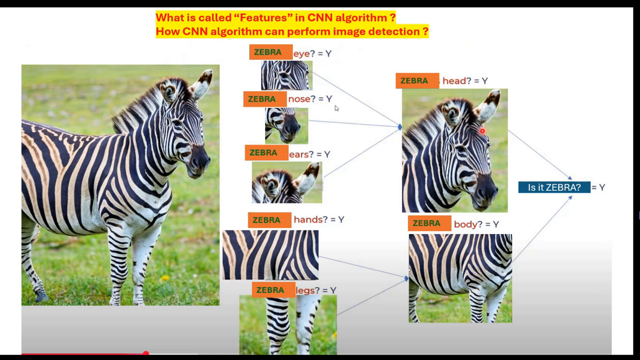Then you combine the features and you find the zebra's head. Then this is the zebra's body. When you combine the zebra's head and the body together, we call it a zebra. So this is how we find features using the CNN algorithm. This is how image detection is done. For any image you give, it internally finds all the features, combines them, and then finally declares what that image is all about.